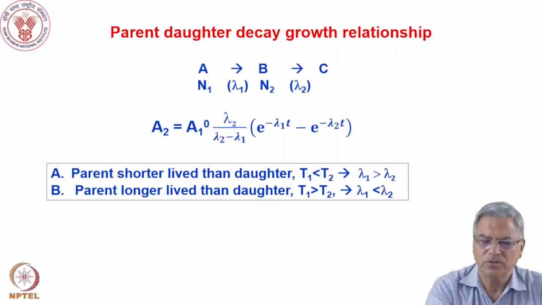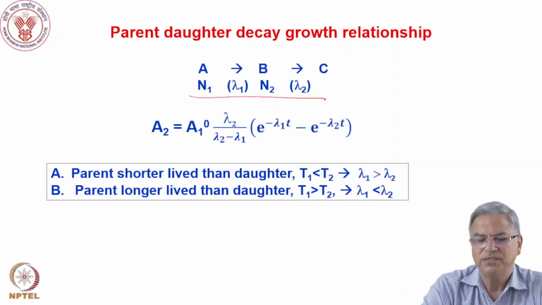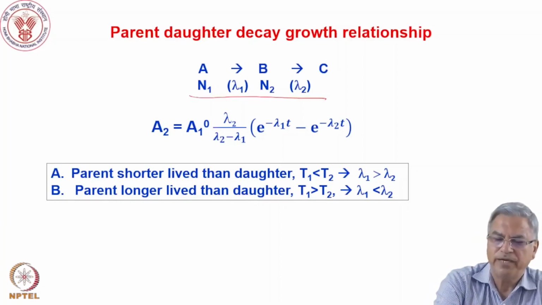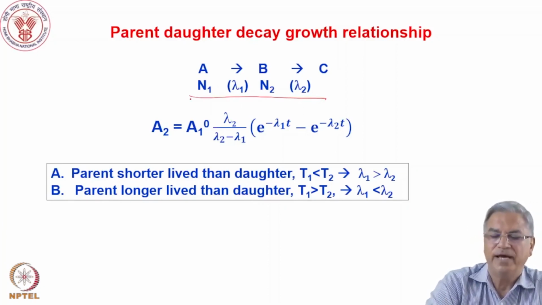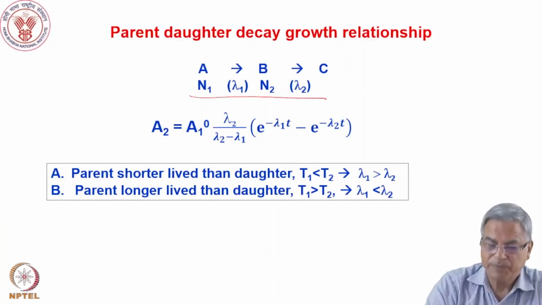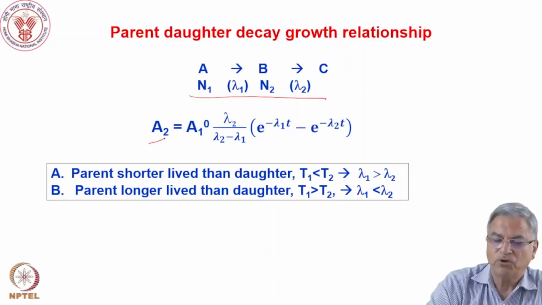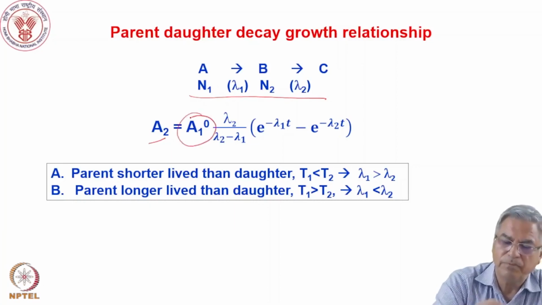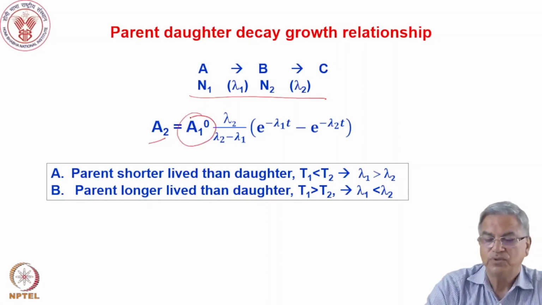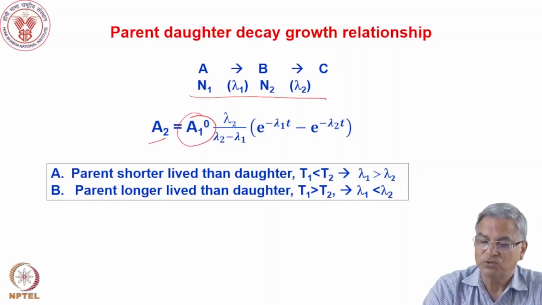So again I give this typical case of A going to B going to C, with the number of atoms of A and B being N1 and N2, and their decay constants being lambda 1, lambda 2 respectively. And we derived the expression for the activity of B as a function of time in terms of the initial activity of parent, A10, times lambda 2 upon lambda 2 minus lambda 1, times e raised to minus lambda 1 t minus e raised to minus lambda 2 t.